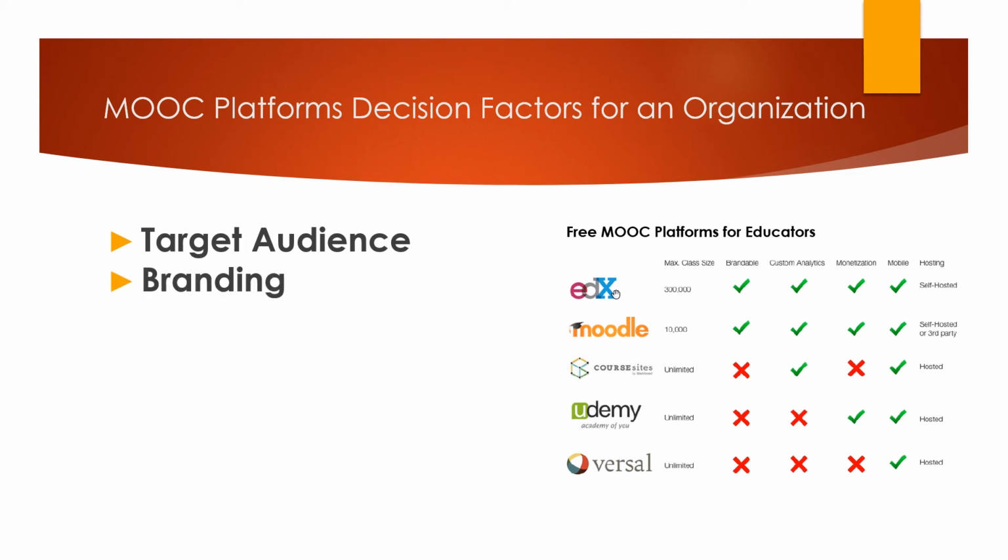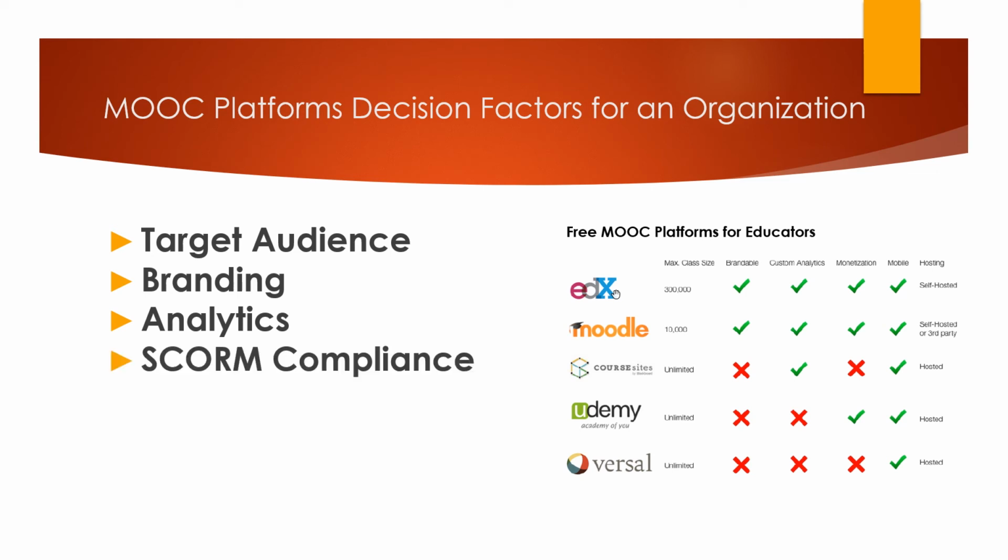Branding. Some platforms allow you to incorporate branding, such as the college name or the company name, but some, like Udemy, do not. Analytics. This is an important factor: the ability to analyze information about the learners, such as completion rates, scores, audience interested in a specific course, etc.